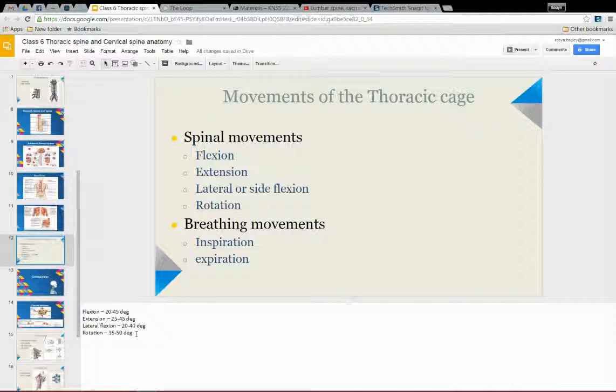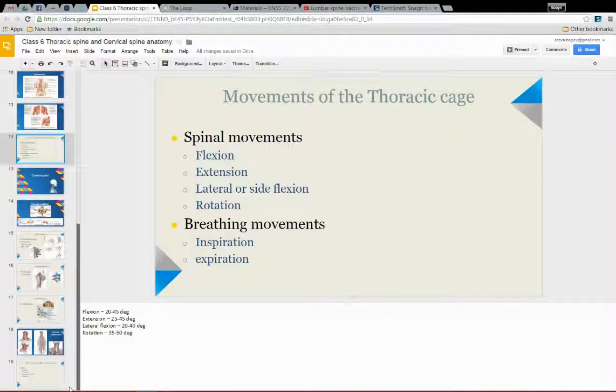So we see far more of our rotation in the thoracic spine than we saw in the lumbar spine. Then we also have breathing movement. So we have inspiration, which is breathing in, and expiration, which is breathing out.